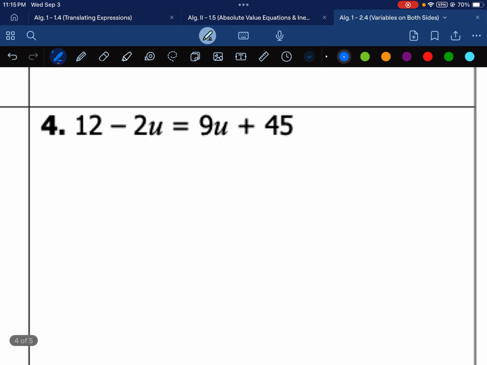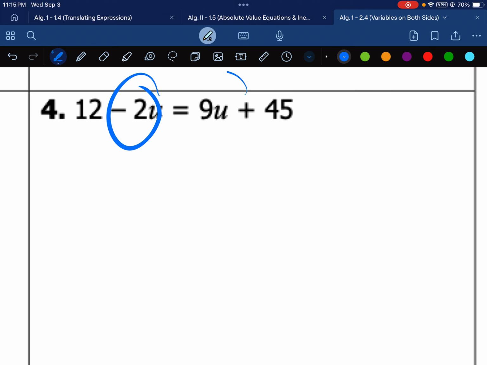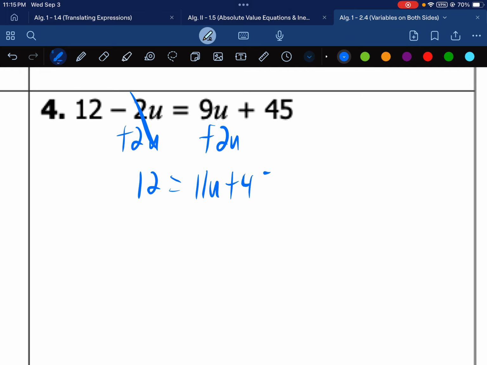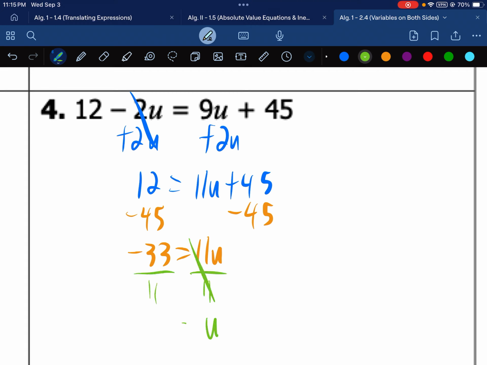Moving on to number 4. Of these two variables, one on each side, my smaller one is negative 2u. I don't have to worry about, like I did on the last problem, where only one side has a number. So we're going to add 2u to both sides, moving my smaller one. You could subtract 9u from both sides as well, of course. 12 equals 11u plus 45. Now if I subtract 45 from both sides, I get negative 33 equals 11u. Dividing by 11, we get u to equal negative 3, and that's our answer.